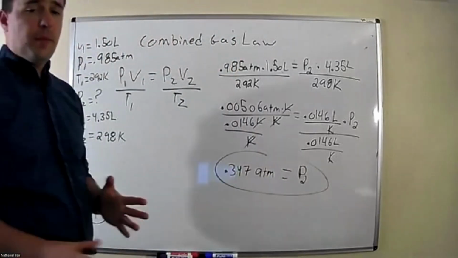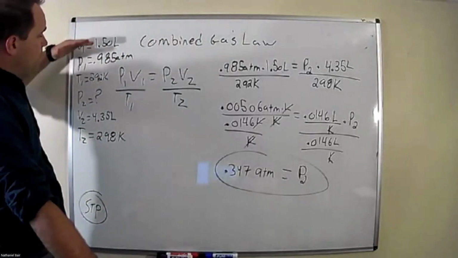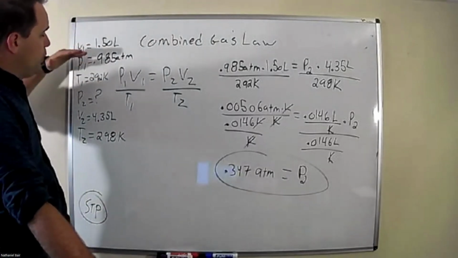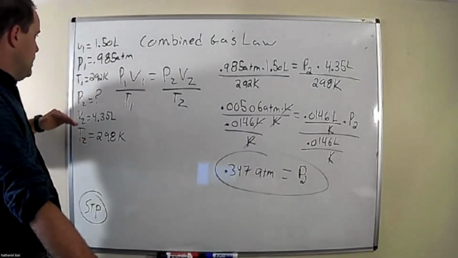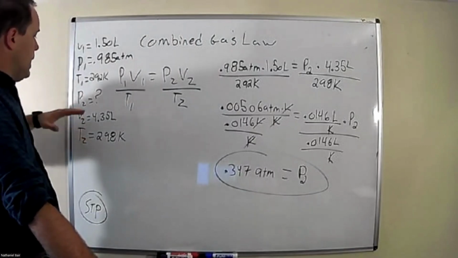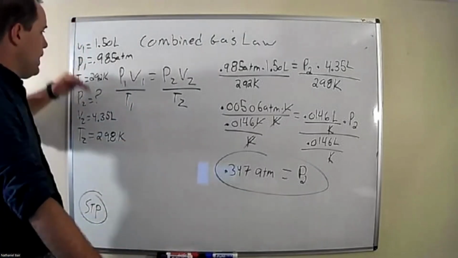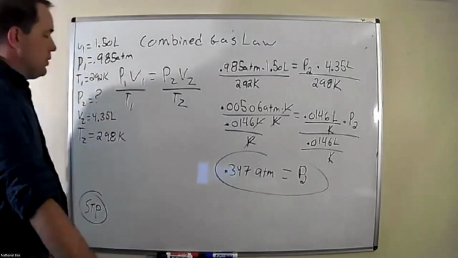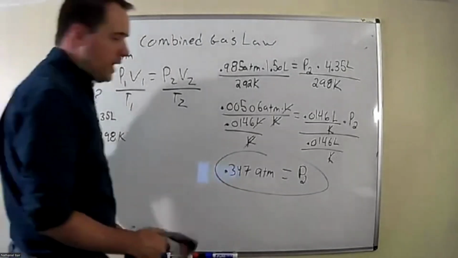So if you took this same sample of gas, if this nitrogen gas occupies 1.5 liters at 292 Kelvin and 0.985 atmospheres, if you increase the temperature slightly and expanded it, the pressure would drop from 0.985 down to 0.347 atmospheres. I made myself a note here for STP.